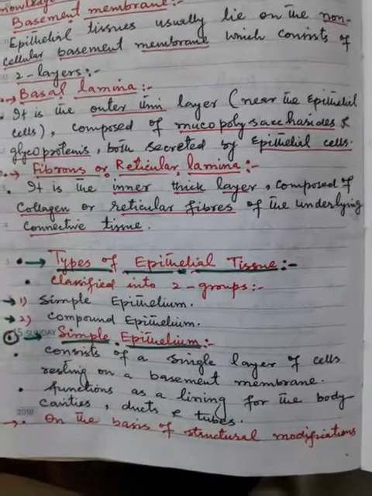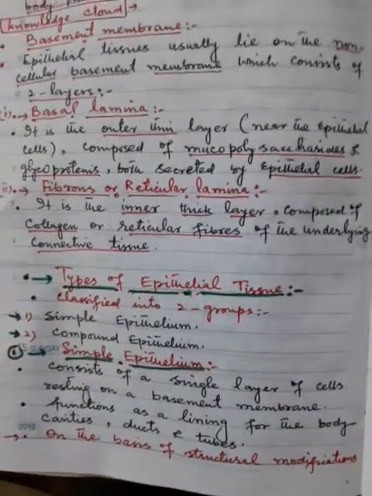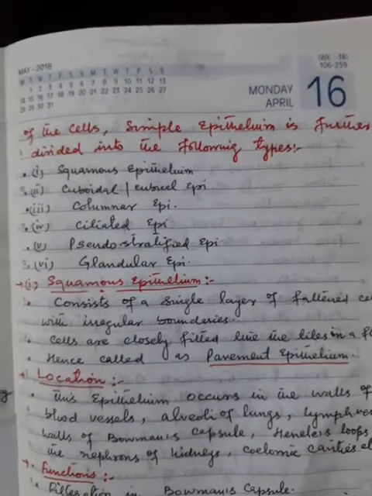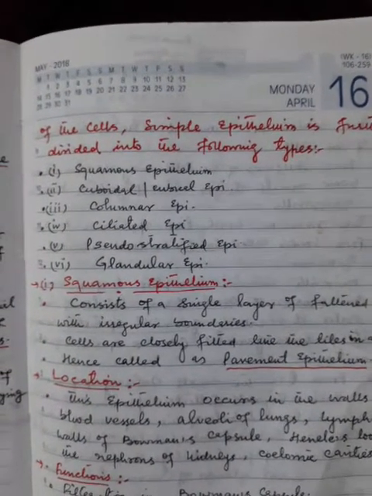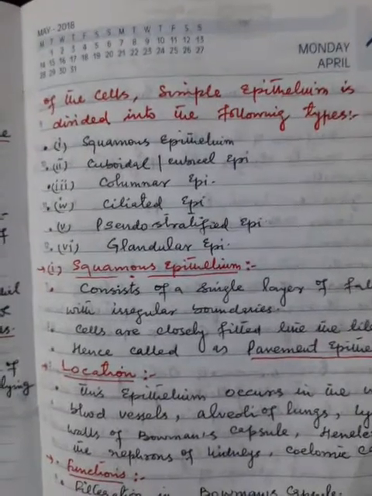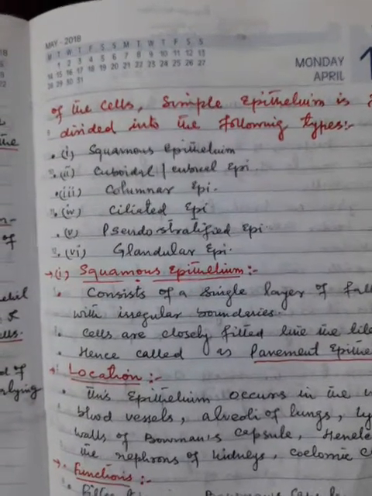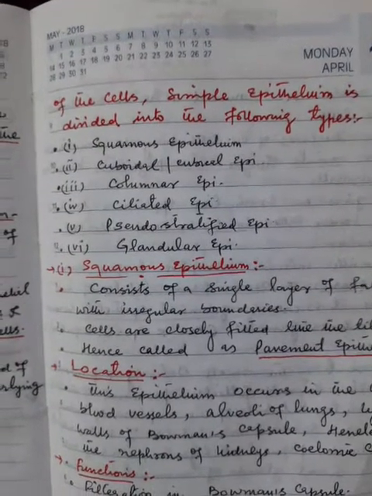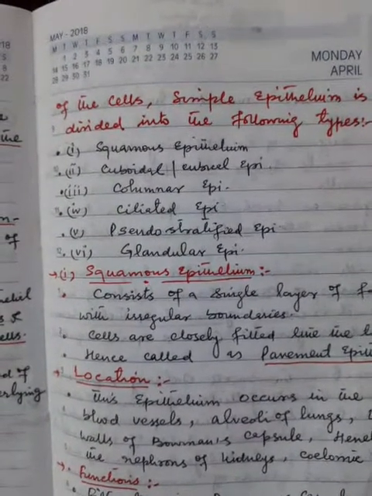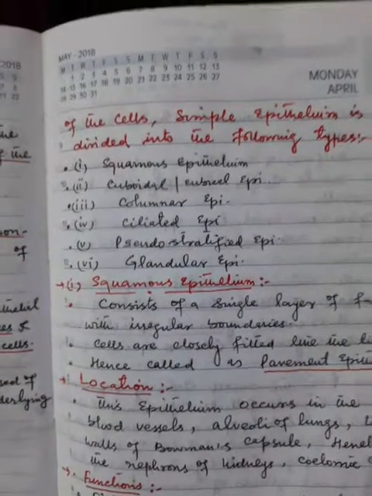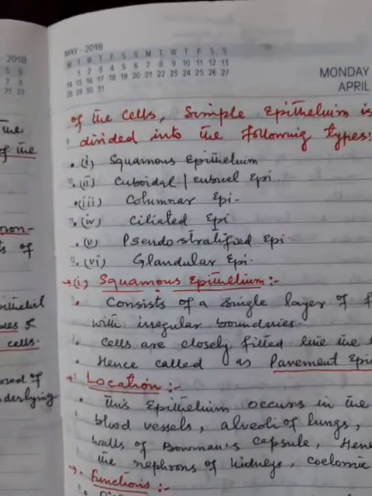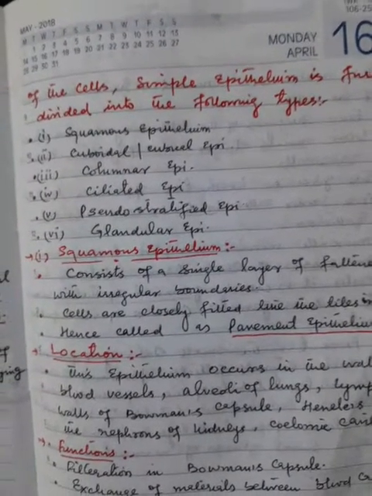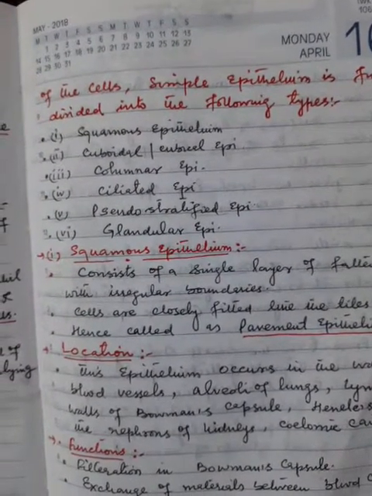On the basis of structural modification of the cells, simple epithelium is further divided into the following types. Number 1, squamous epithelium. Number 2, cuboidal or cubical epithelium. Number 3, columnar epithelium. Number 4, ciliated epithelium. Number 5, pseudostratified epithelium. Number 6, glandular epithelium.